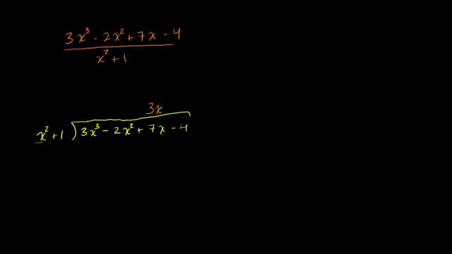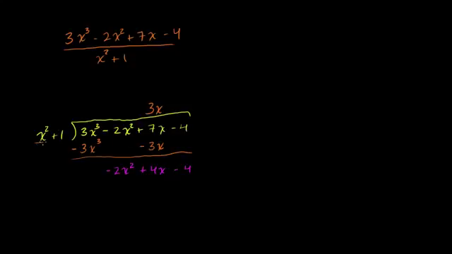Now let's multiply. 3x times x squared is 3x to the third, right? 3x times x squared plus 3x times 1. So we have a 3x. Over here, I'm making sure to put it in the x place. And we're going to want to subtract them. And what do we have when we do that? These cancel out. We have a minus 2x squared. And then 7x minus 3x is plus 4x. And we have a minus 4.